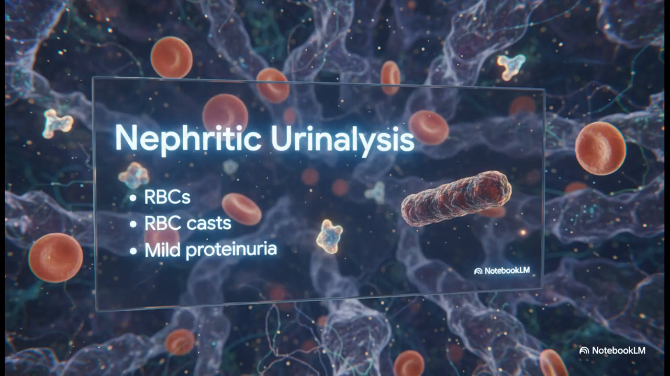Let's look directly through the microscope now. The pathologist report for a nephritic patient is crystal clear. You're going to see red blood cells, those crucial RBC casts, which prove beyond a shadow of a doubt that the bleeding is happening way up in the glomerulus, and just mild proteinuria.